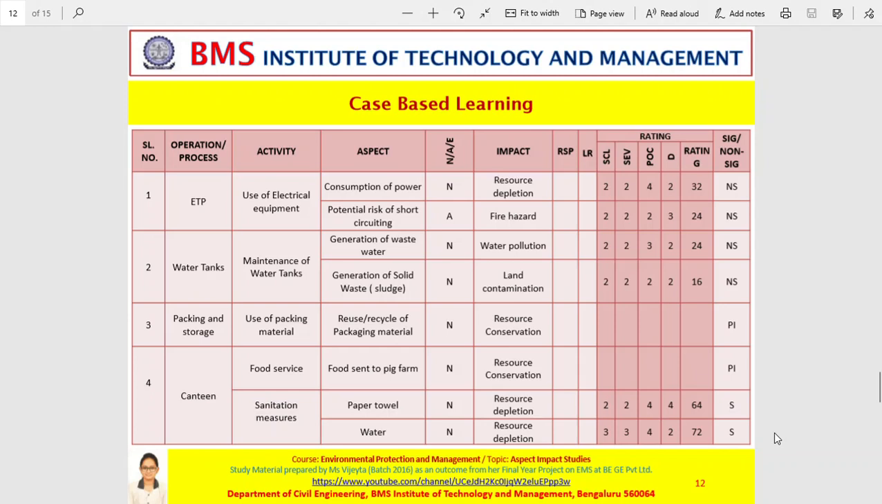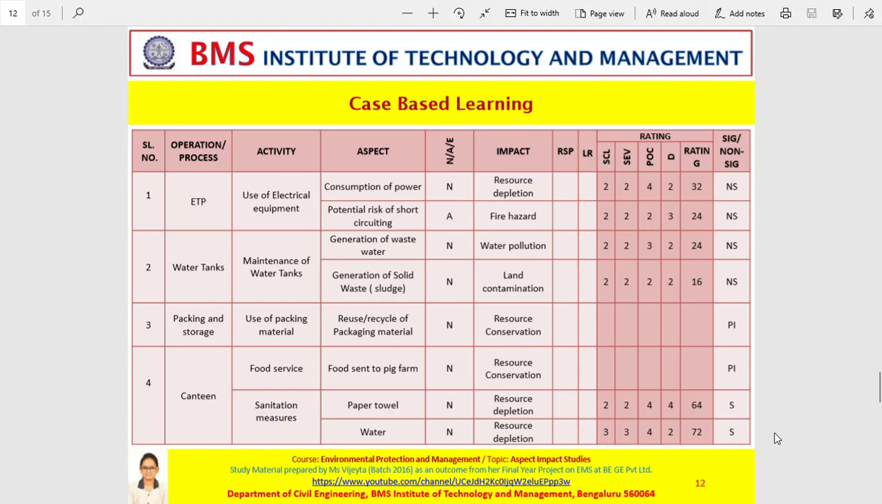Similarly, the rating for potential risk of short circuiting is 2 for severity, 2 for scale, 2 for probability of occurrence, 3 for duration. Therefore, the rating comes up to 24, which is also a non-significant aspect. The next operation is water tanks. The activity is maintenance of water tanks.